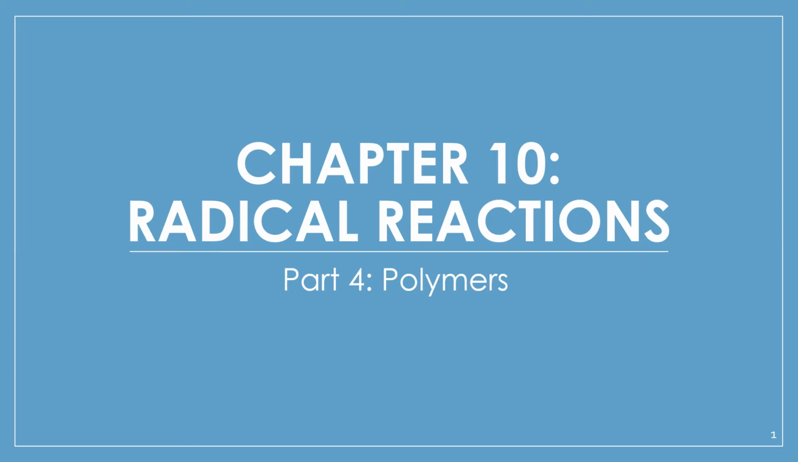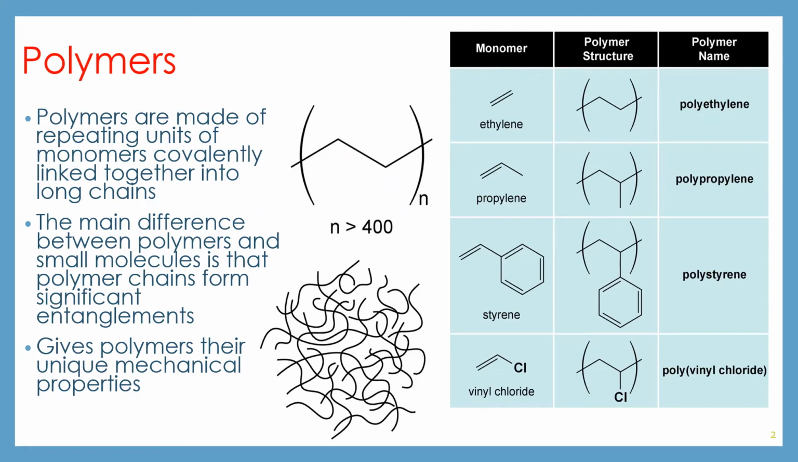Chapter 10, Part 4 is a brief introduction to polymers. So polymers are large compounds that are made up of repeating units of what are called monomers, which are small building blocks, covalently linked together to form long chains.